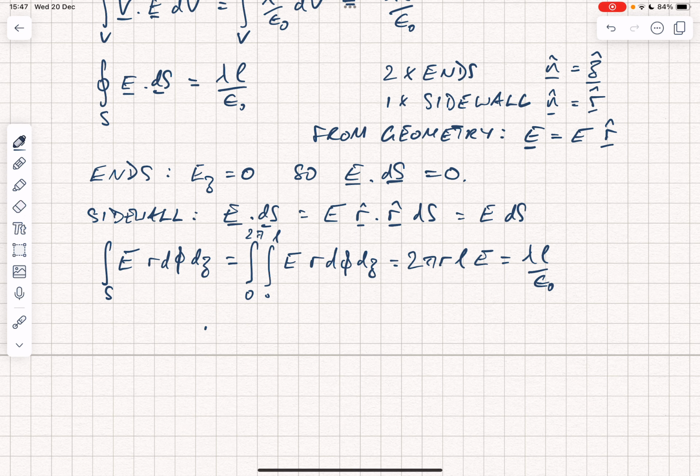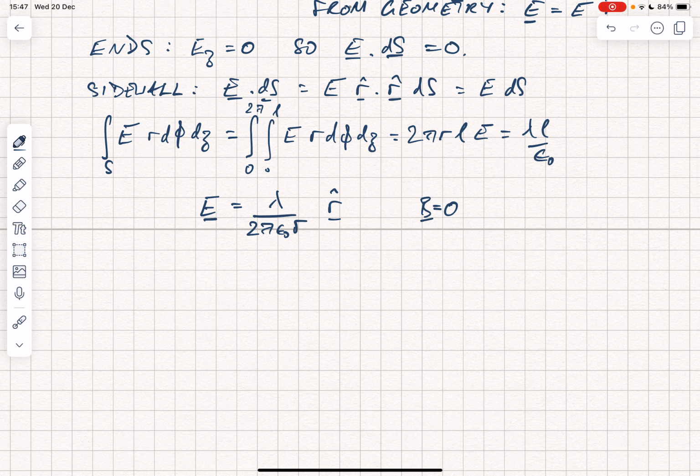So now we can say that the electric field is given by, let's cancel that, lambda over 2 pi epsilon naught r in the radial direction. That makes all kind of sense. It looks perfectly reasonable, and there is no B field at all.